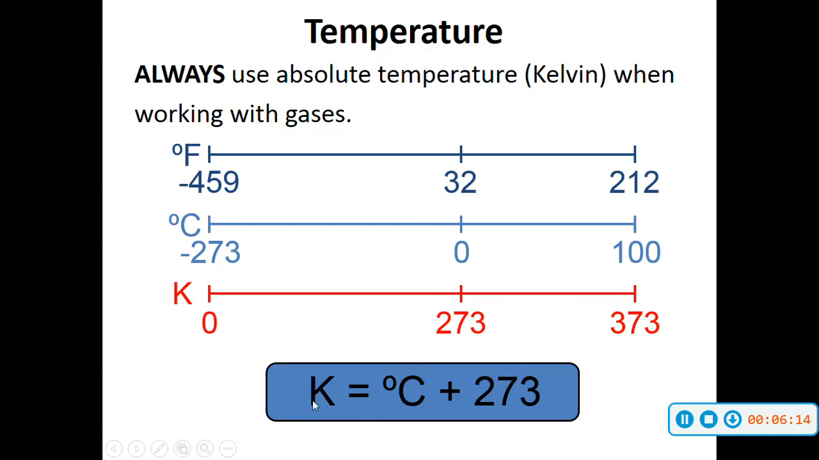So in order to calculate Kelvin, all you have to do is take your degrees Celsius and add 273. Of course, you can always work backwards as well. If your problem is asking for degrees Celsius, then all you would have to do is the opposite. You would subtract 273 from Kelvin to find your degrees Celsius.